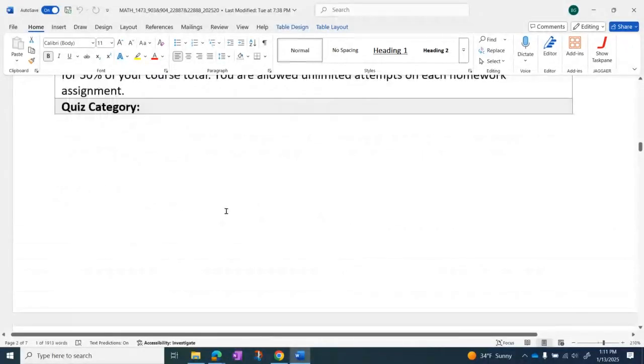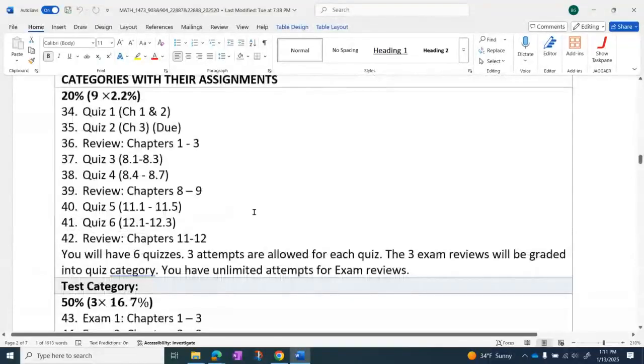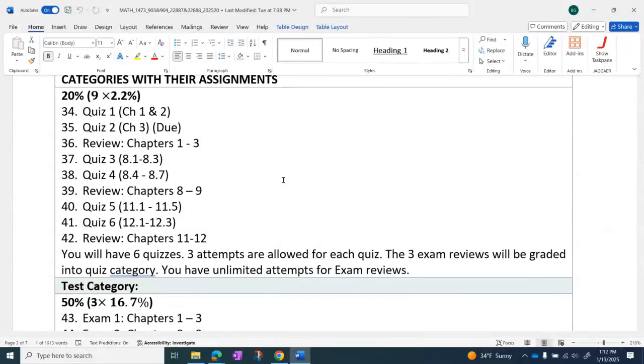The second category is the quiz category. In this category, we have 9 items, 6 quizzes, and 3 exam reviews. For those 6 quizzes, you have 3 attempts. You do not have unlimited attempts, but 3 attempts is sufficient. Technically, 2 is enough. Let's say you have a question in a quiz. The first time you mess up, then you figure it out. Then the second time you should get it right.